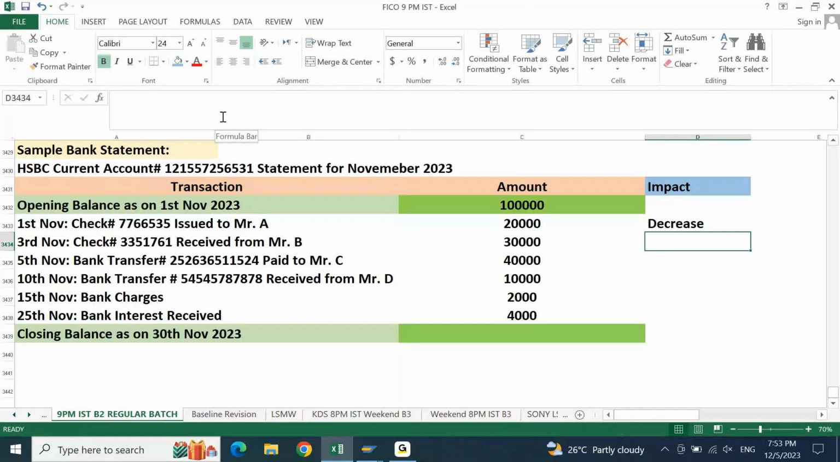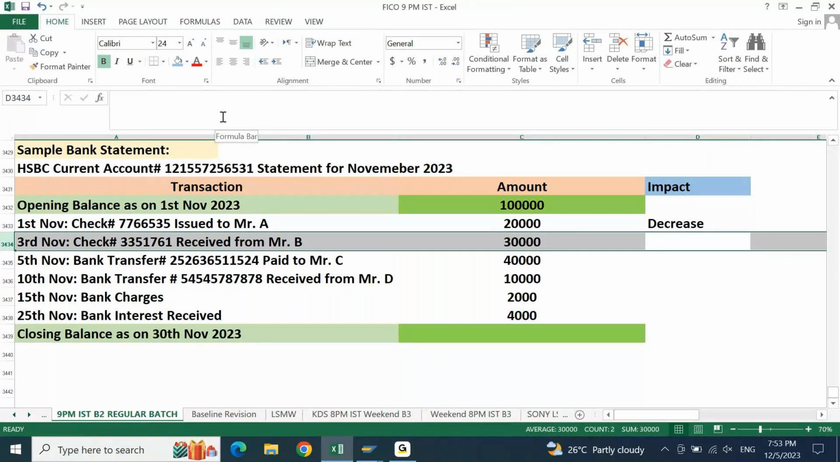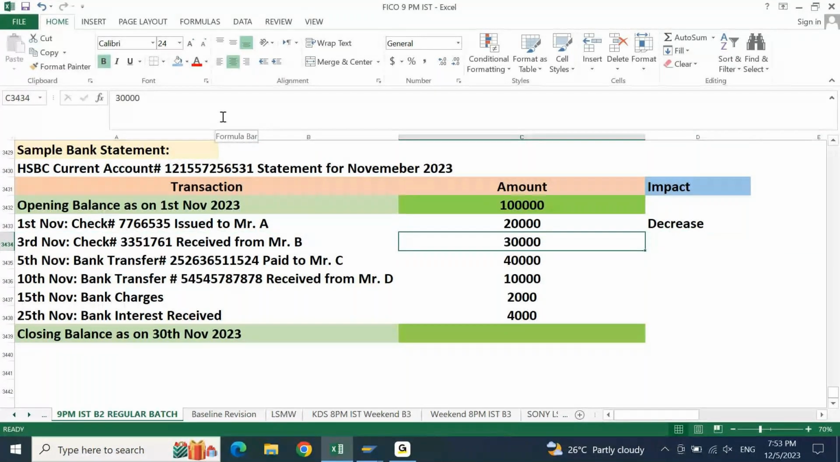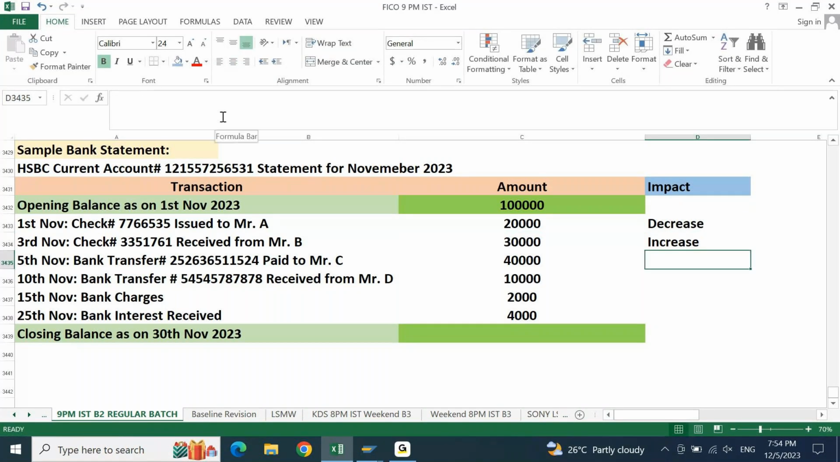Second one, we are writing check received from Mr. B. Whenever you are receiving a check, your bank balance is going to increase because when you deposit the check in your bank, the balance will be added to the extent of the check amount. So this 30,000, whatever check you received from your customer or from whosoever, you are going to deposit this check in the bank. When you deposit any check in the bank, your bank account balance will go up, which means your bank balance is going to get increased. So for check issue, I am writing a decrease. For check receipt, I am going to write increase here. My bank balance will be increasing here.